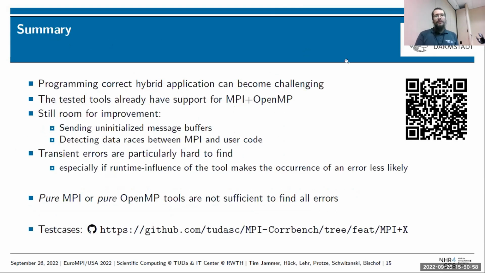So in summary, we see that programming these kinds of hybrid applications can become quite challenging. The more threads and the more processes you have, the more challenging it gets. The tested tools do already have support for MPI plus OpenMP with the MPI thread multiple threading level. They can detect a lot of errors, but there is still room for improvement. Some classes of errors, like sending around uninitialized memory, are completely missed. And the tools can also improve on these kinds of transient errors.